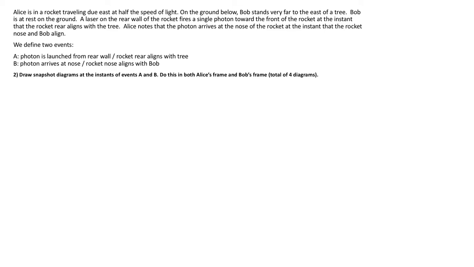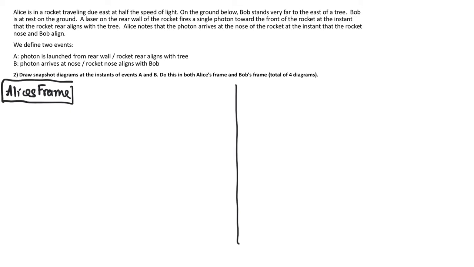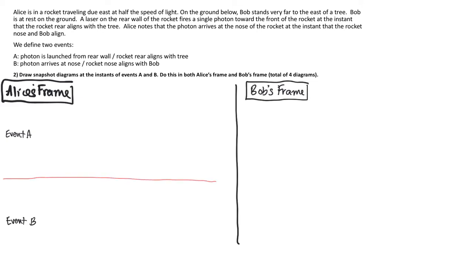So we'll start out just by dividing the page, and on the left side, I'll call Alice's frame. And I'm going to do those diagrams. And on the right side of the page, we'll call that Bob's frame, and I'll let you do that. Okay. So in Alice's frame, we're going to have two different events, right? We have event A and event B. And each of those events has a separate diagram. Okay, so we'll put a little divider in here between events A and B, and above this red line, the picture will be event A, and below will be event B.